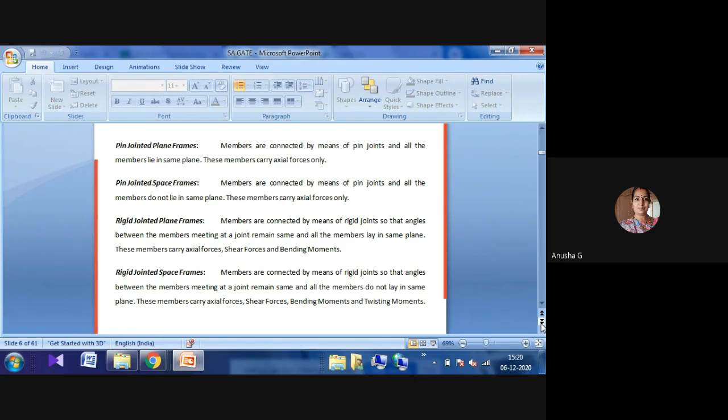The members are connected by means of a rigid joint so that the angles between the members meeting at a joint remain the same, but all the members do not lie in the same plane. That means if you take one plane, all the joints will not meet at one point there. The members carry axial forces, shear forces, bending and twisting moments in this condition. This is another method that you have to observe here.